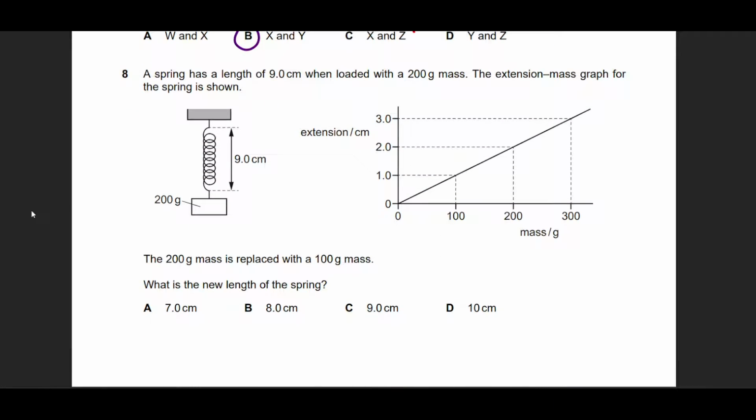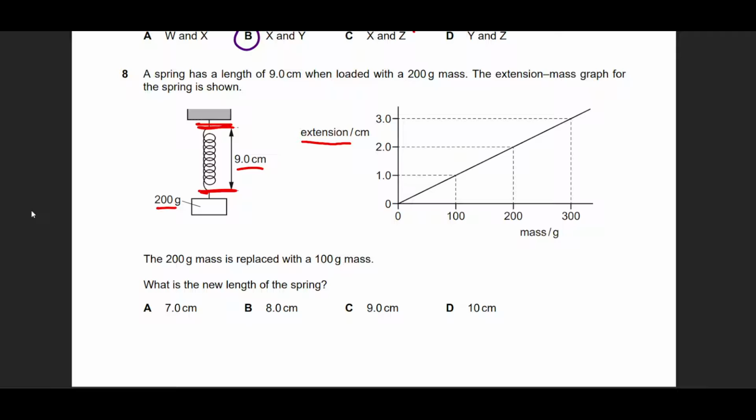Okay, question number 8. It's tricky in terms of its wording. Otherwise, the question is very simple. He says that when 200 grams is hanging, the total length, again, notice that starting from the starting point and ending at the full length of the spring, is 9 centimeters. But in the graph, he's mentioning extension. Okay, the change in length when you put on some mass. So let's go ahead with this.